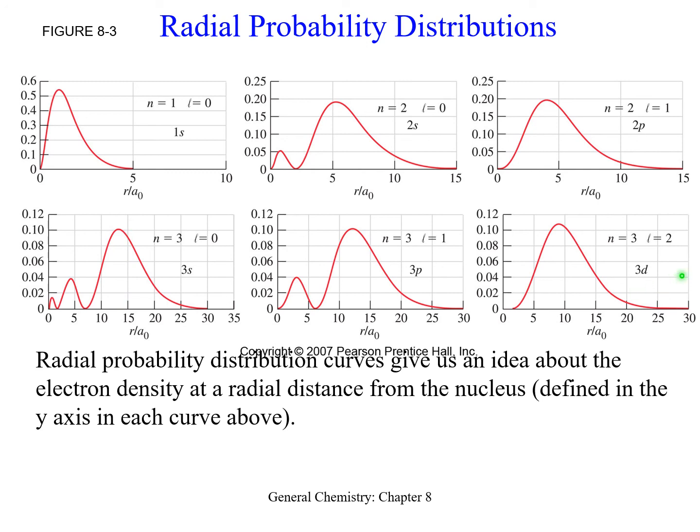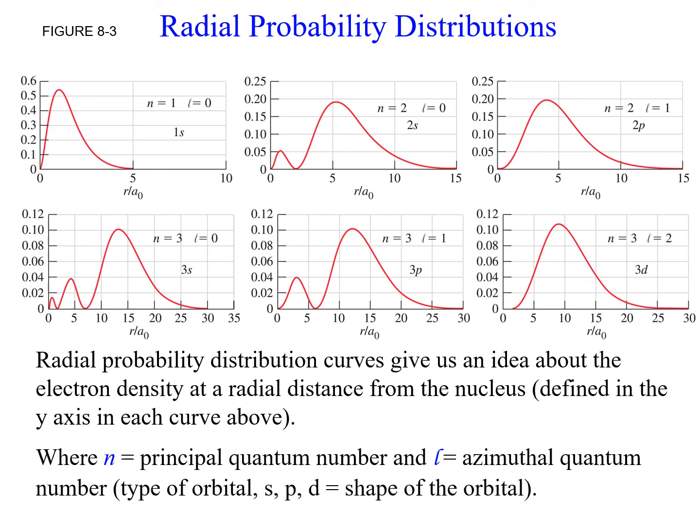And finally, looking at the d orbitals, you can see again we have a d orbital construct which isn't terribly different than the p and the s for that quantum shell. And so where n is the principal quantum number and l is the azimuthal quantum number, that gives us the orbital shape, of course, s, p, and d. So we're looking at l equals 0 for s, l equals 1 for p, and l equals 2 for d.